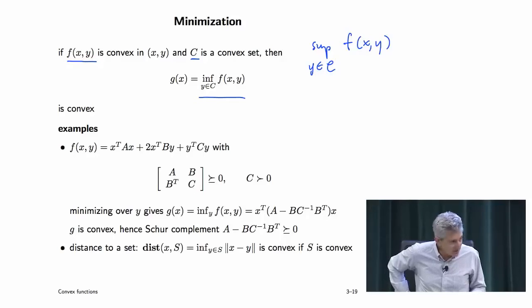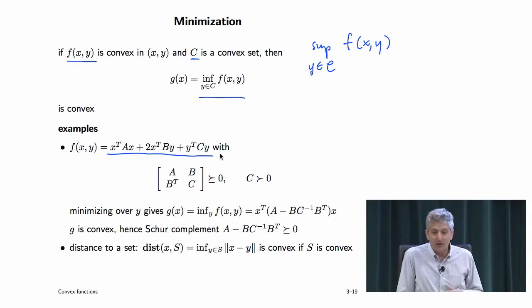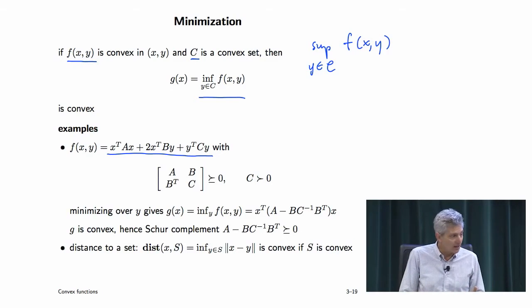Okay. So here's a very famous example. Let's take a quadratic function. But we're going to block the argument into two parts, x and y. So that's a general convex quadratic function of two sets of variables, a quadratic form in x and y. And it is jointly convex in x and y. That means this block matrix is positive semi-definite. For simplicity, we'll assume C is positive definite. You actually don't need to, but that's okay.